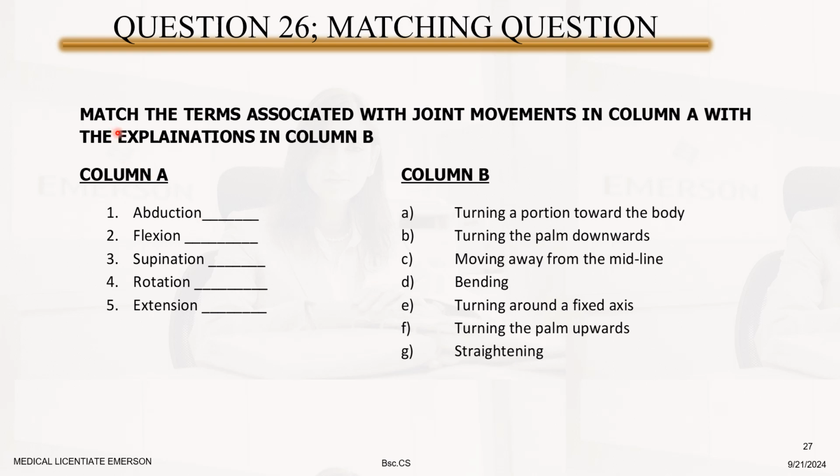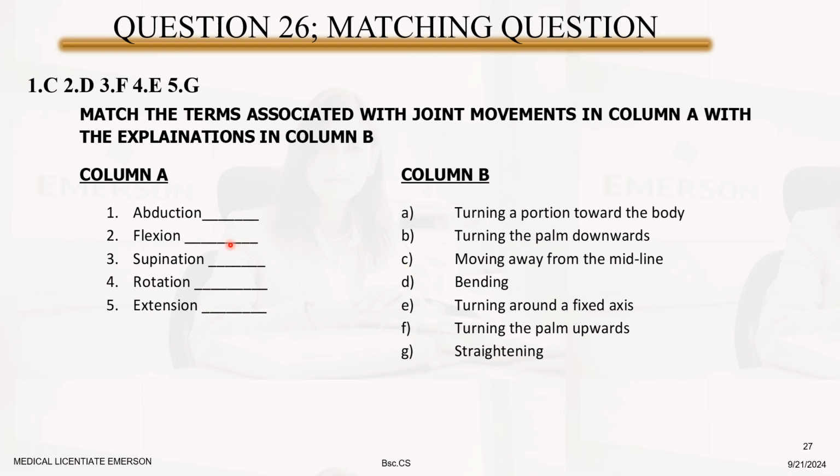Then this is a matching question where you match the terms associated with joint movement in column A with the explanations in column B. Abduction, flexion, supination, rotation, extension. The explanations are: turning a portion towards the body, turning the palm downwards, moving away from the midline, bending, turning around a fixed axis, turning the palm upwards, and straightening. So one is C: abduction is moving away from the midline.